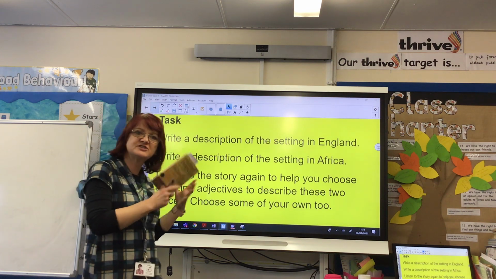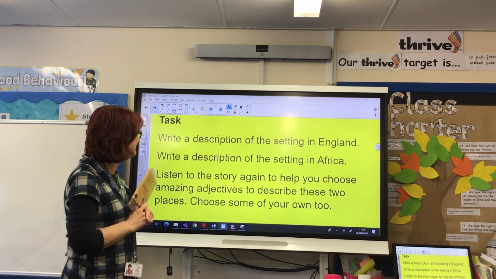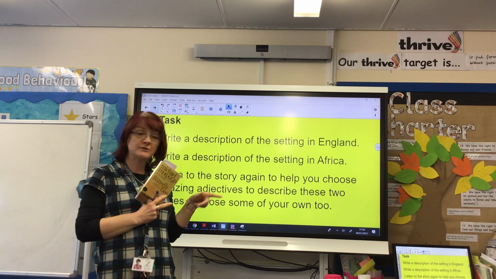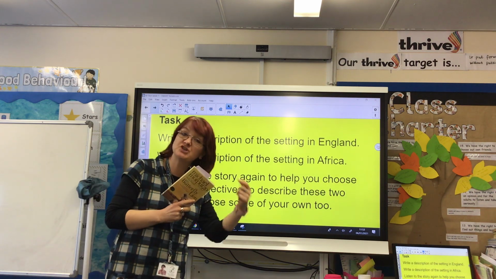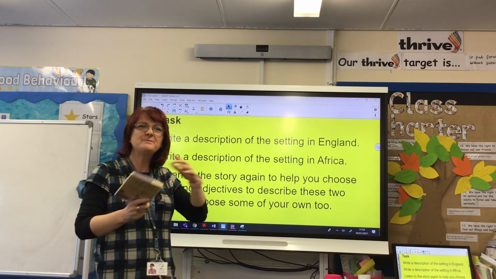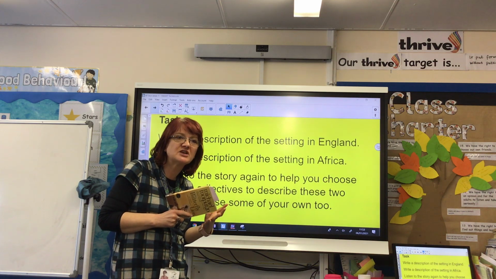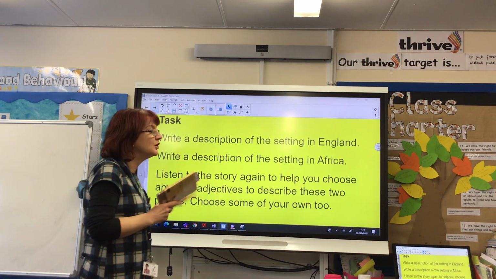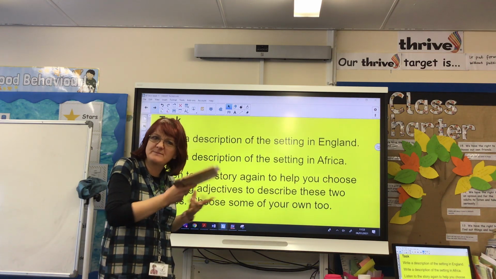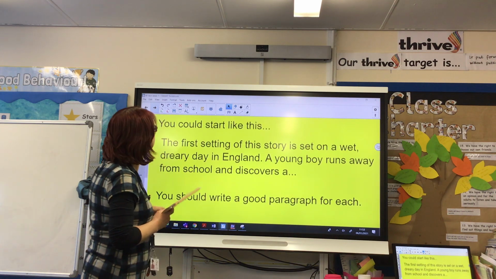And you might need to slow it down and pull out a few adjectives to help you along the way, but you might also want to choose some of your own. So it's a bit of a mixture there. Choose some of your own adjectives, your own describing words, but also listen to my reading again and try and pull some out of the story if you can.